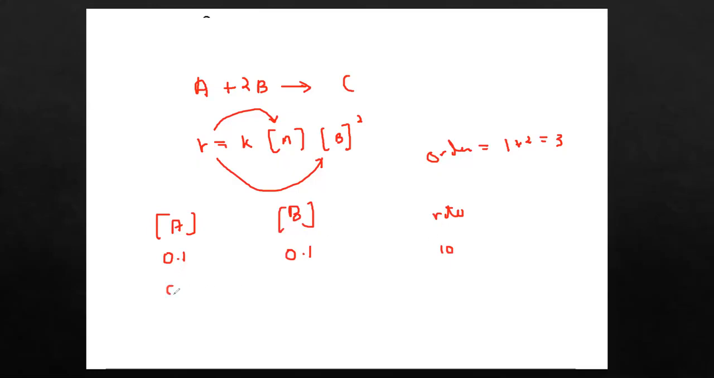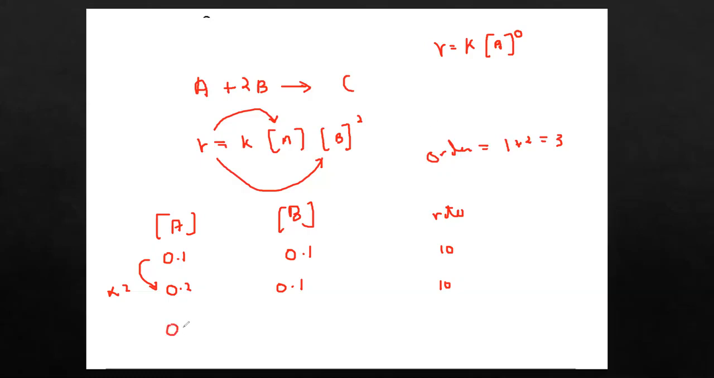Now what we did, we doubled the concentration of A, but what we observed, the rate remained 10. So if we change the concentration of A and the rate is not affected, it shows that this reaction is zero order with respect to A. According to the equation, it should be first order, but practically it is zero order. It means it does not depend on the amount of A.